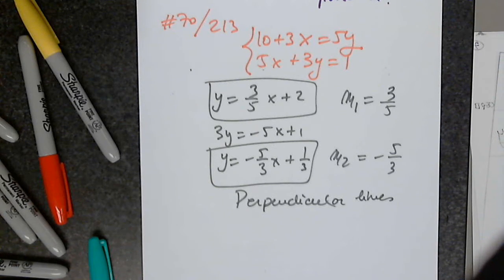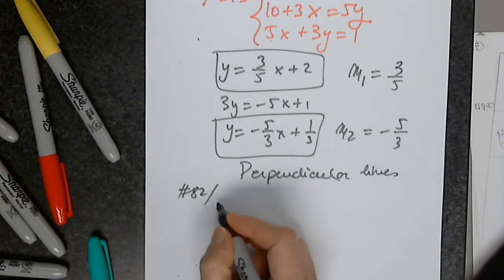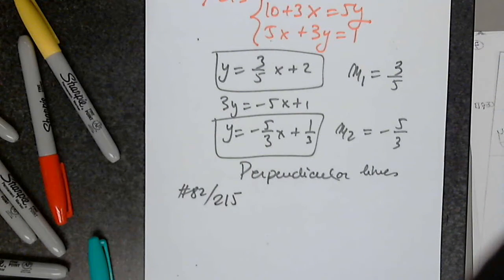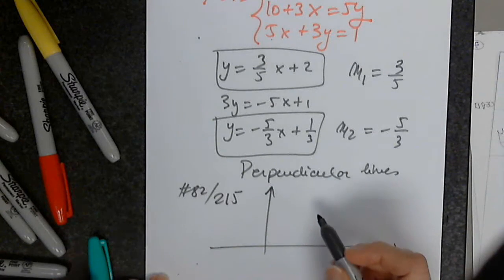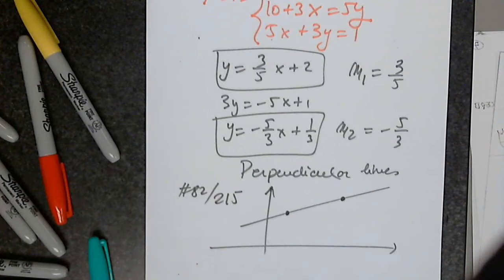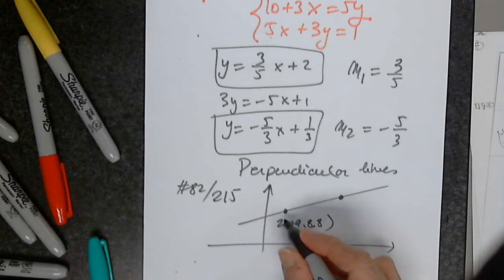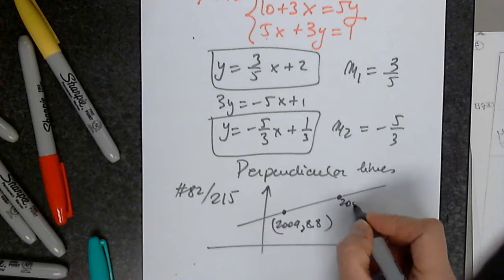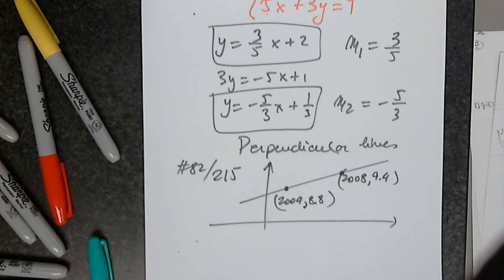Okay, I would like to read from a graph. So I'm looking at a graph, let's say problem 82 on page 215. So the graph shows a line, and in the book it gives us two ordered pairs. It says 2004, comma 8.8 and 2008, comma 9.4. These two ordered pairs are given to us.